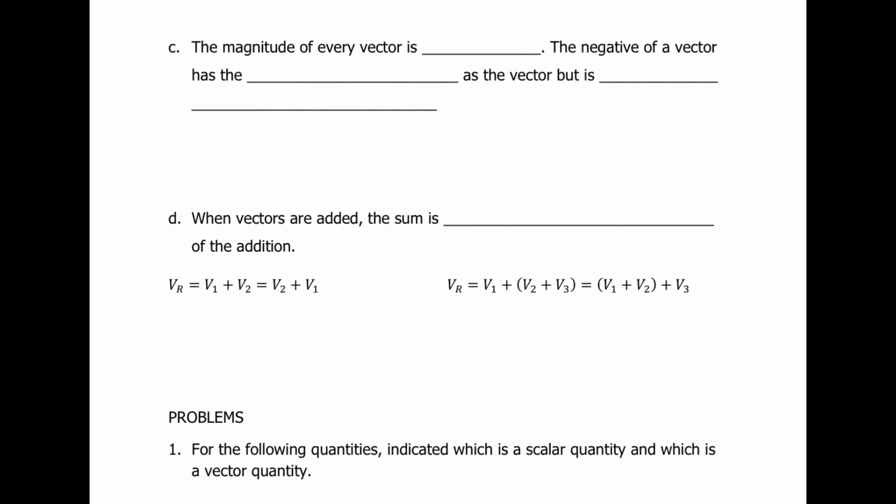Magnitude of every vector is positive. And this is because it has a length, right? When you measure how big something is and you got your ruler out, it's going to have a positive number. A negative number for a length of something doesn't have a lot of meaning to it. And so magnitude of every vector is positive. The negative of a vector would have the same magnitude, but a different direction. In this case, opposite in direction.